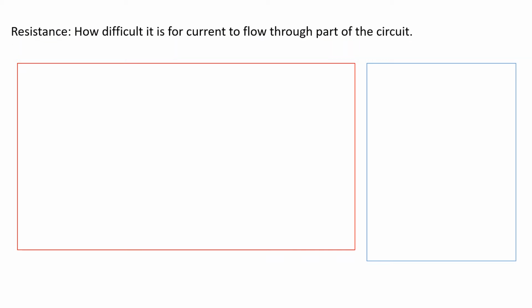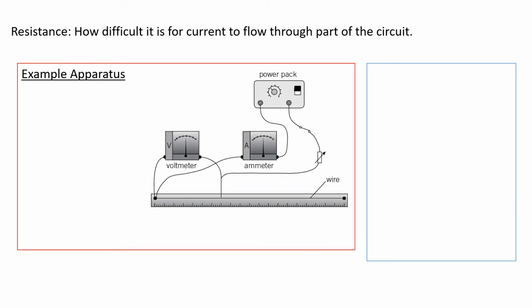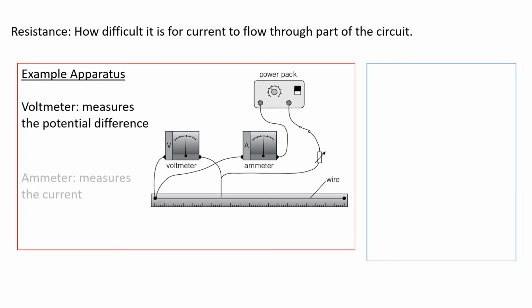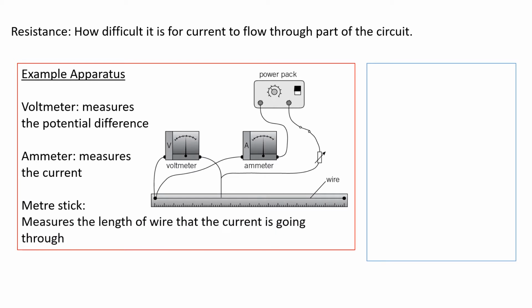So, resistance. How difficult is it for current to go through part of a circuit? And we need to give some example apparatus or equipment. So here is my diagram. I've got my power pack, my ammeter measuring current, and my voltmeter measuring voltage or potential difference. The voltmeter measures potential difference, and the ammeter measures the current. The meter stick measures the length. So, along the meter stick, I have a piece of wire that is screwed to the stick.